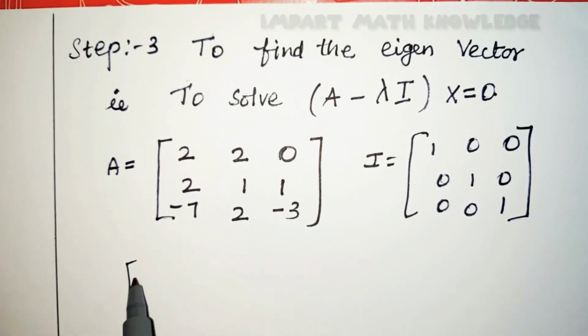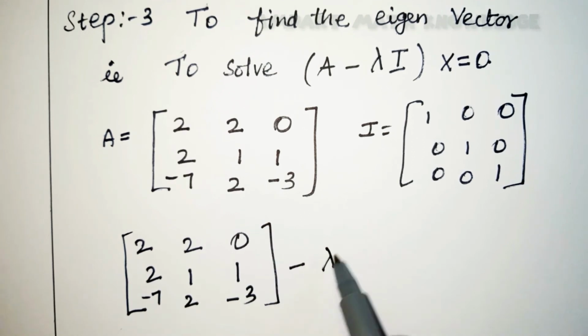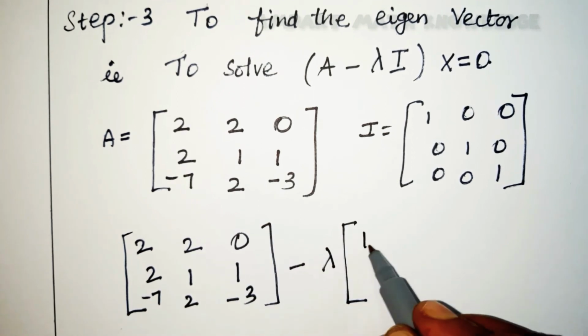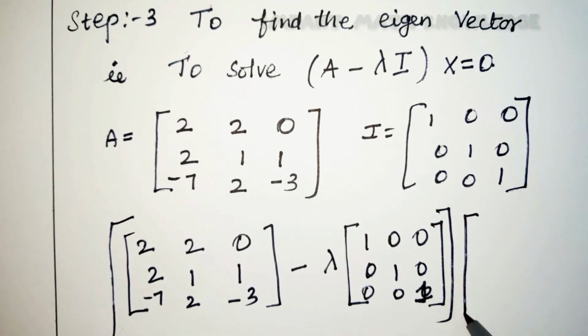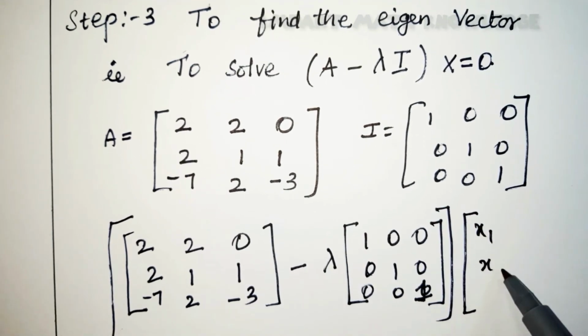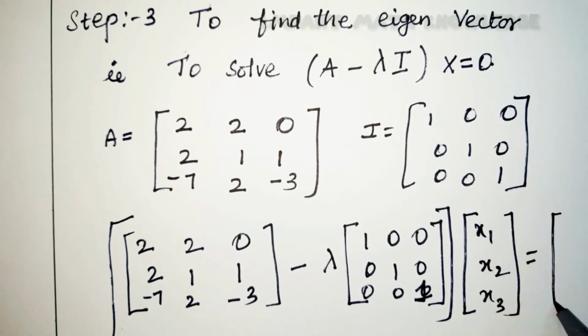The matrix A is [2, 2, 0; 2, 1, 1; -7, 2, -3], minus lambda times the identity matrix [1, 0, 0; 0, 1, 0; 0, 0, 1]. The X value is [x1, x2, x3], and this is equal to 0.